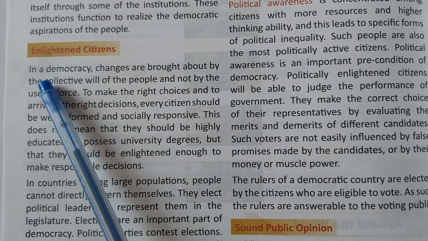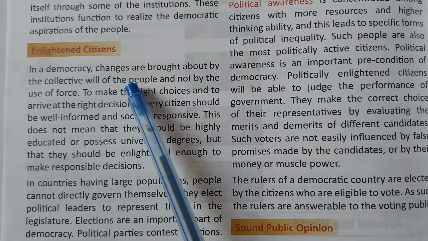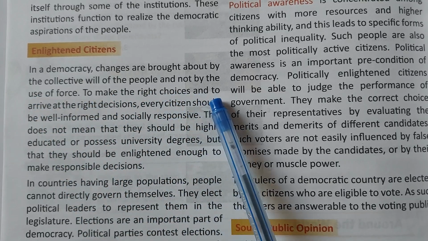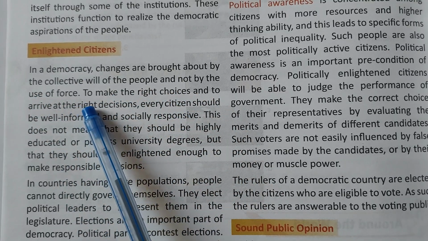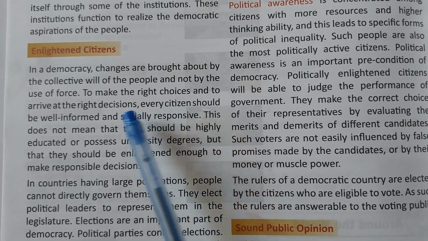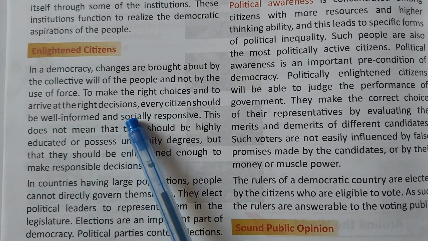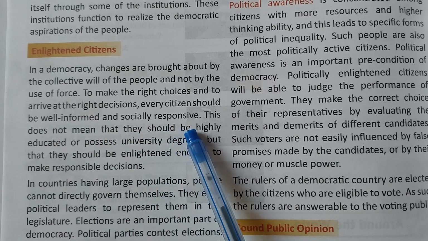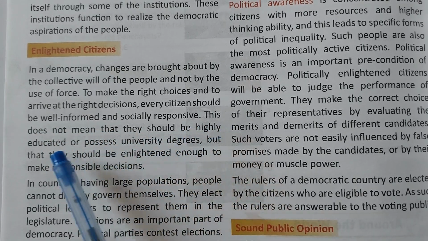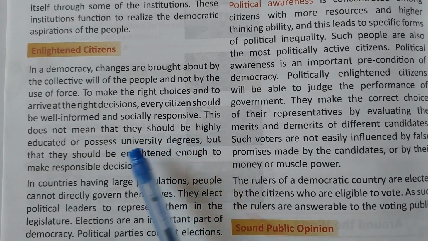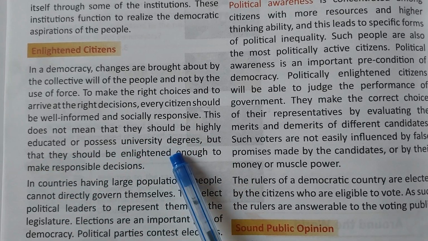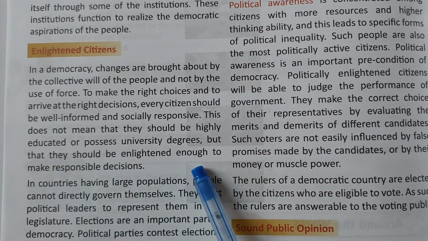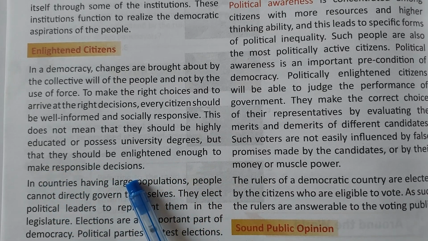Enlightened citizens. In a democracy, changes are brought about by the collective will of the people and not by the use of force. To make the right choices and to arrive at the right decisions, every citizen should be well informed and socially responsive. This does not mean that they should be highly educated or possess university degrees, but that they should be enlightened enough to make responsible decisions.